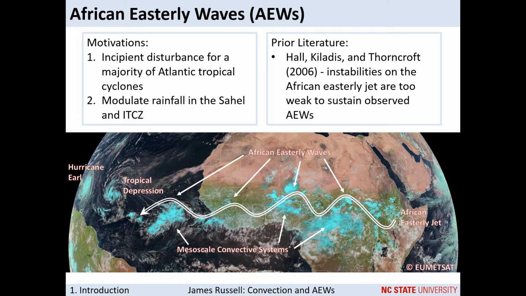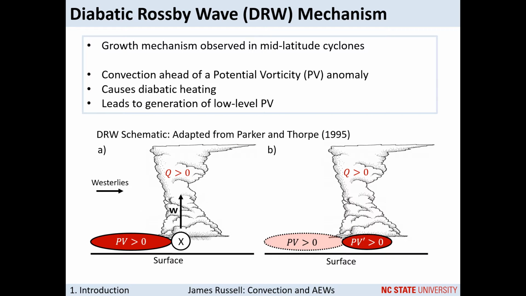For a long time, people have associated convection with African easterly waves, and since 2006, many have proposed that convection is this alternate energy source. However, no one has proposed an exact mechanism through which convection can grow the wave. And so that's what this talk is going to be on.